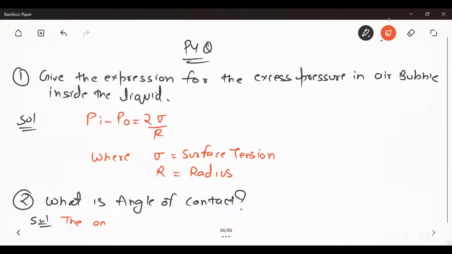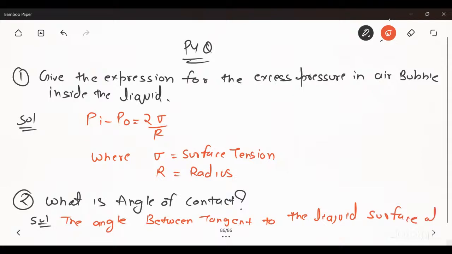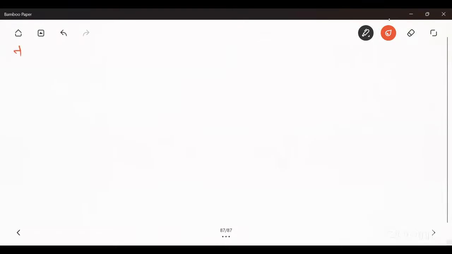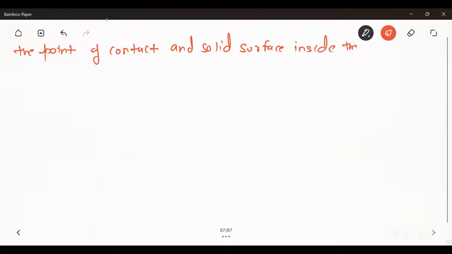So the angle of contact: the angle between the tangent to the liquid surface at the point of contact and the solid surface inside the liquid is termed as the angle of contact.